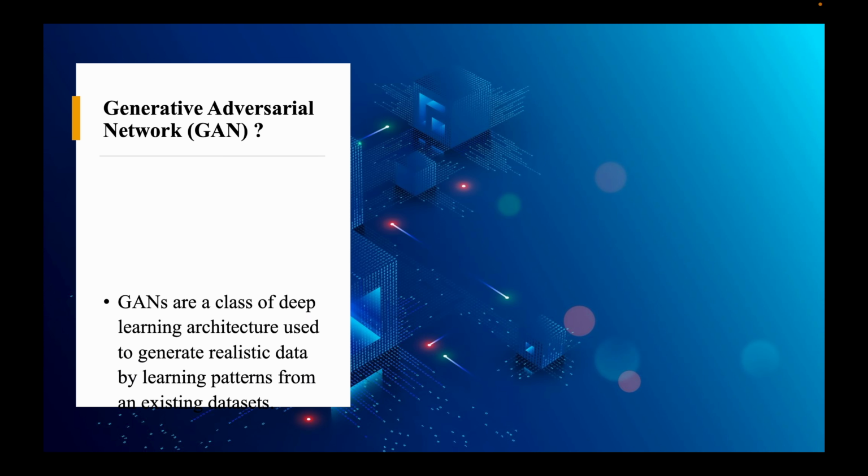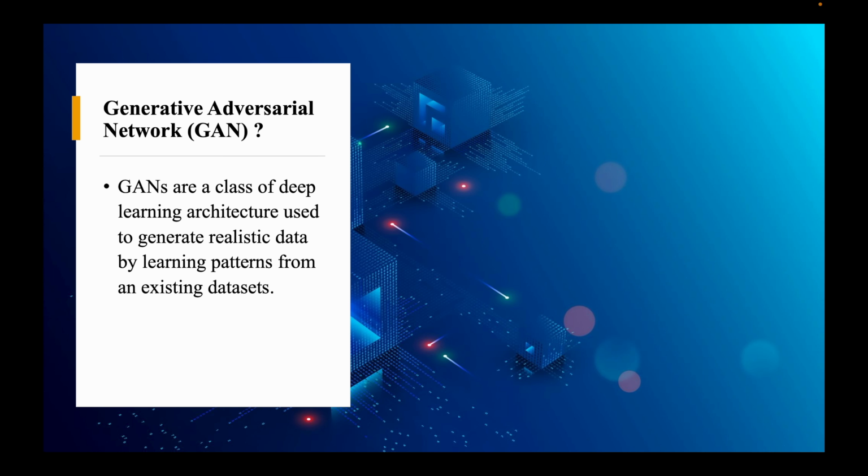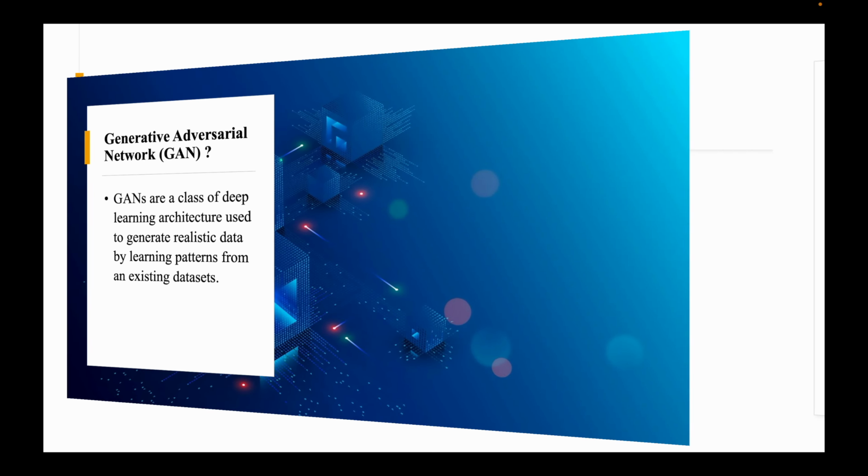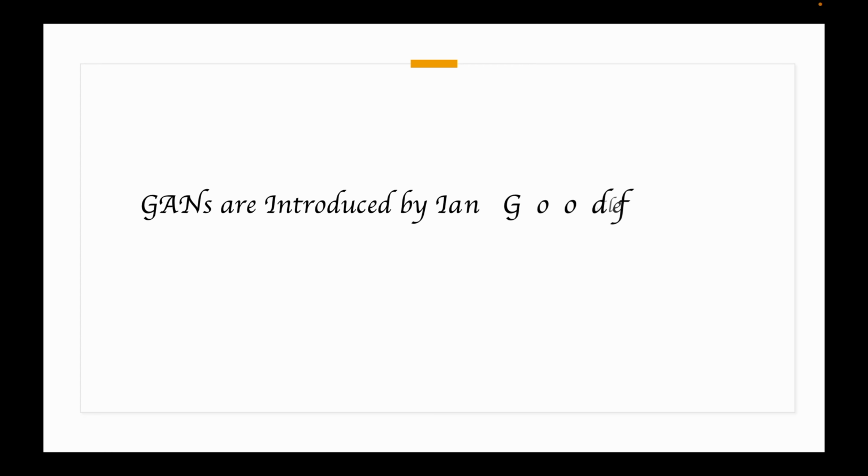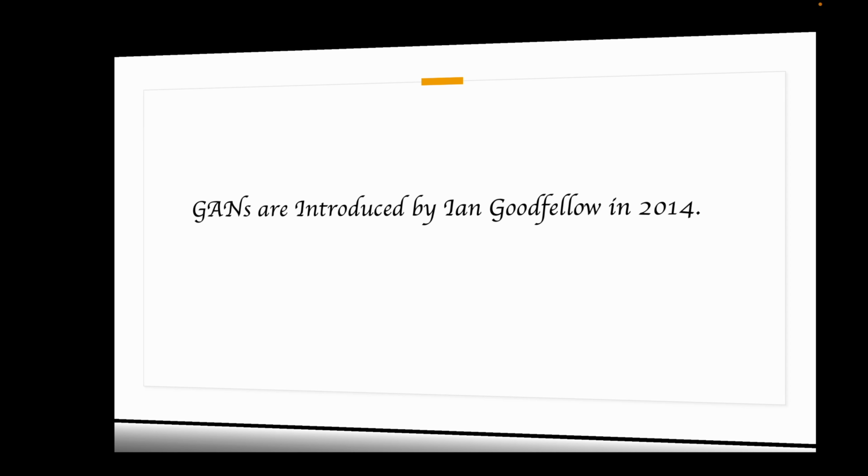Generative Adversarial Networks (GANs) are a class of deep learning architecture used to generate realistic data by learning patterns from an existing dataset. GANs were introduced by Ian Goodfellow in 2014. GANs are considered one of the most exciting breakthroughs in AI, as they have transformed how computers generate high-quality images, videos, and realistic data.